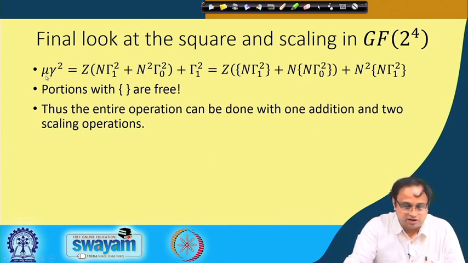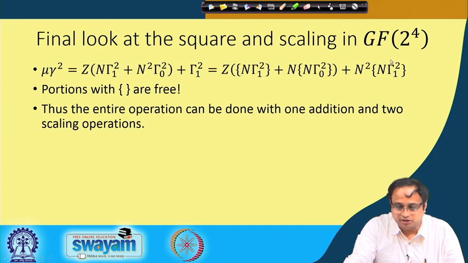If you remember, we stopped at this result where mu gamma square was equal to z into n tau 1 square plus n square tau 0 square plus tau 1 square. Now if you want to take advantage of the previous result, that squaring and scaling is free in GF2 power of 2, you can actually write this n gamma 1 square. Remember that this is an operation in GF2 power of 2 and now this is free. You can also write this operation as n multiplied with n gamma squared. So again, you just need to do one scaling operation because the part in the parenthesis is free.